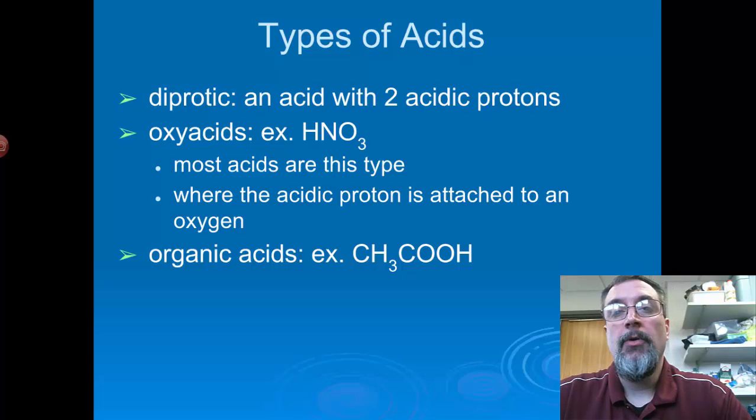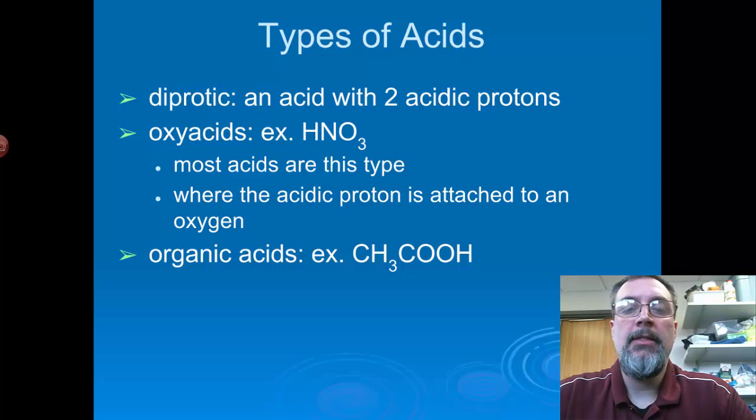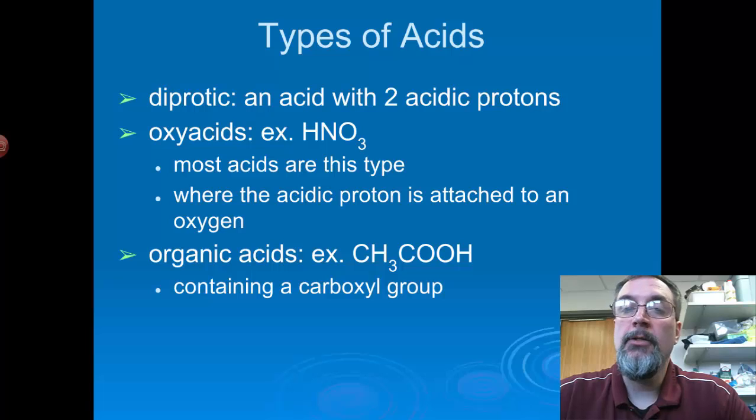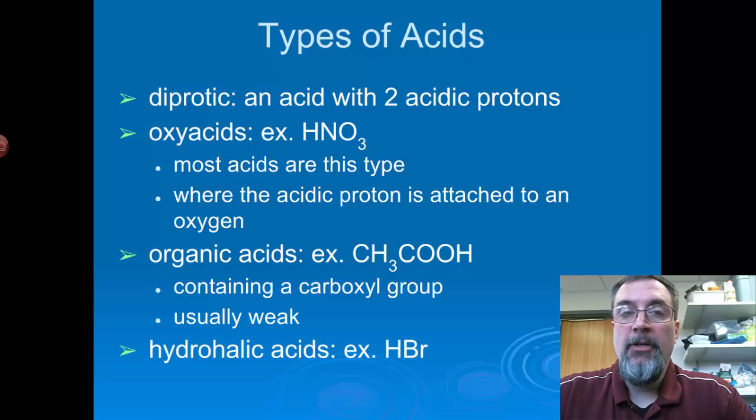And then we have organic acids. Organic acids always have the classic COOH, which is called a carboxyl group, at the end, and they're very weak. And then we have hydrohalic acids, which are hydrogen plus a halogen. So HBr, HCl, HF, HI.